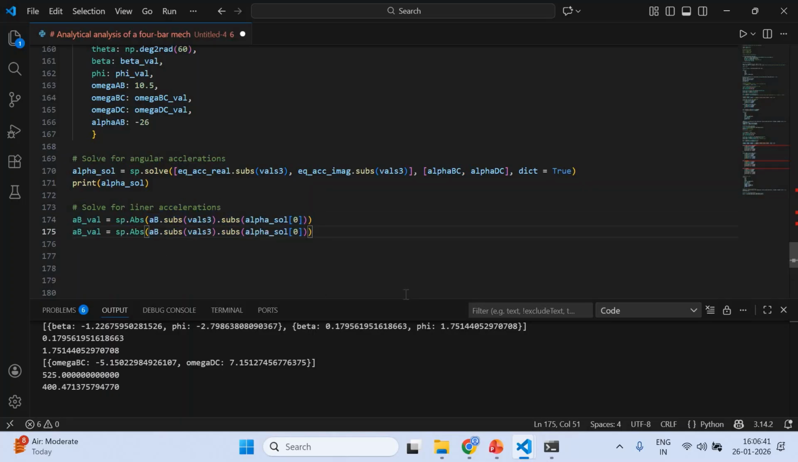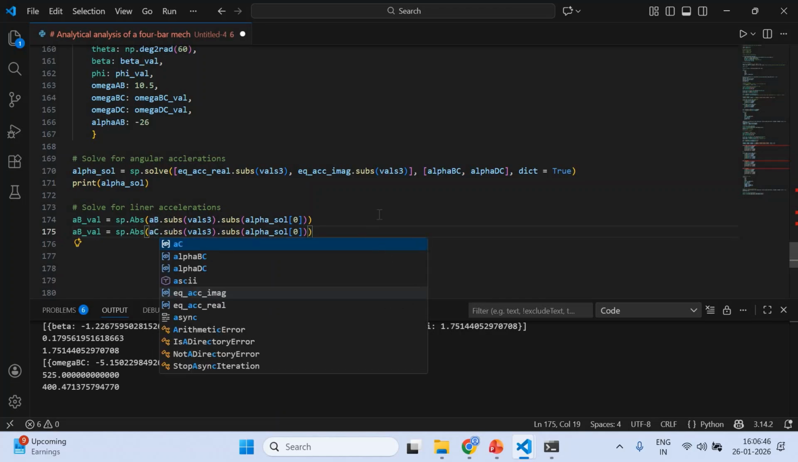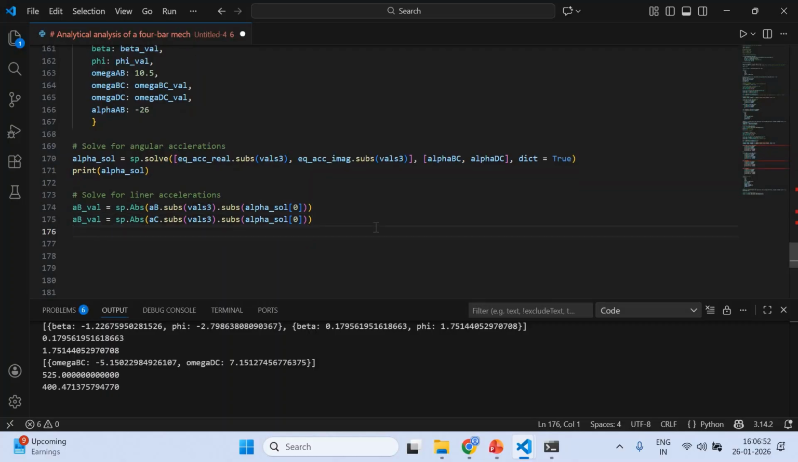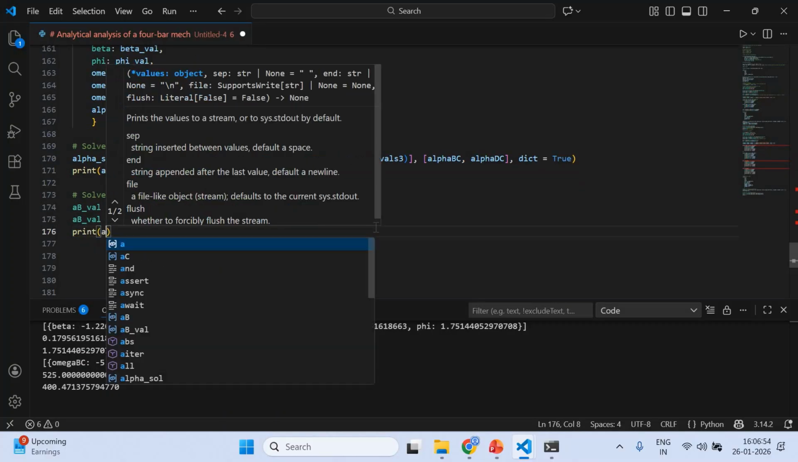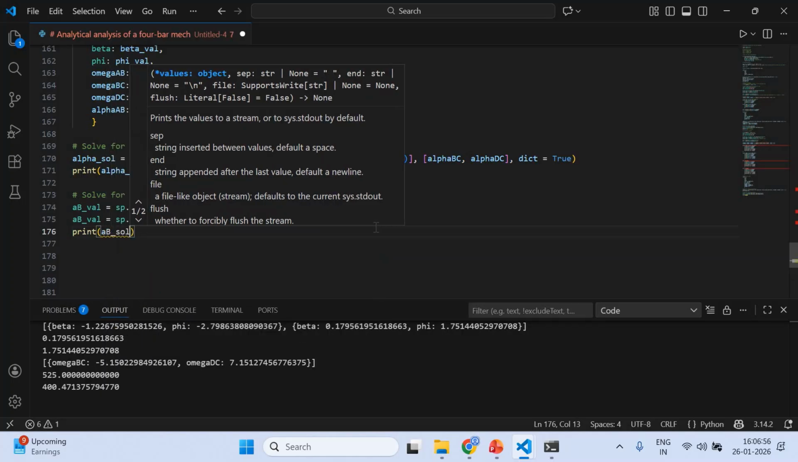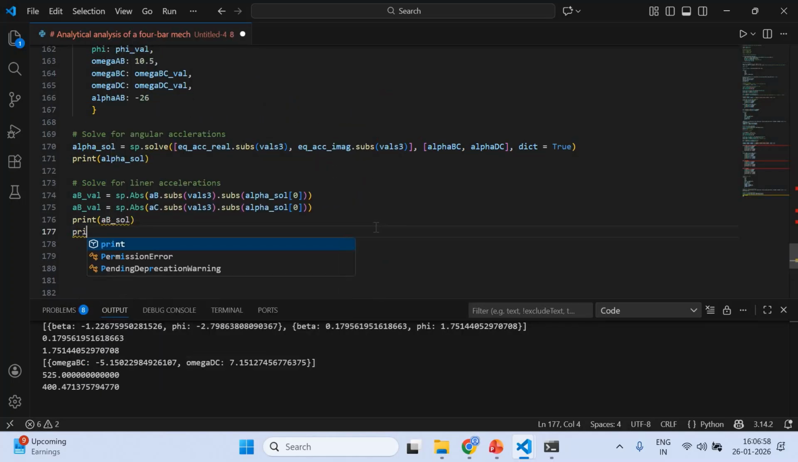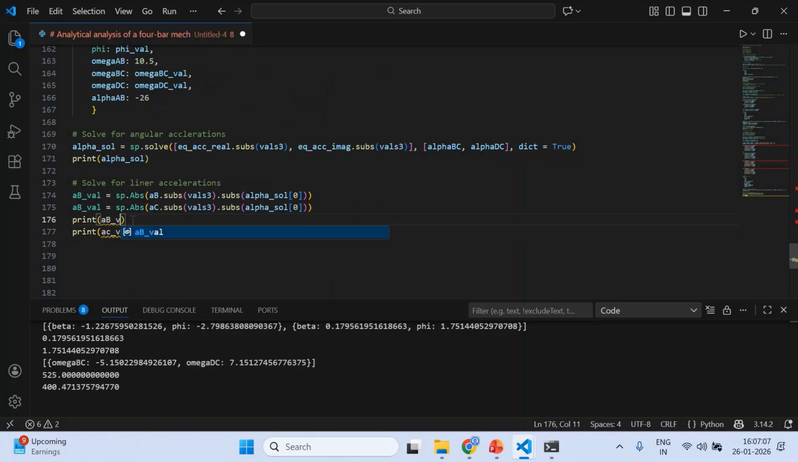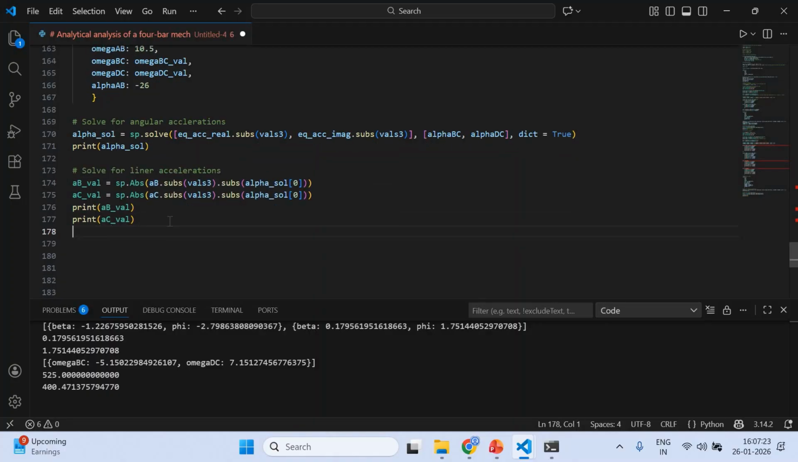And now similar expressions you will write for calculating the linear acceleration of point C. So you have to simply replace AB with AC. Rest of the things, they will remain as it is. And finally it is print AB underscore val, and then we have print AC underscore val. So let us run this code and let us see whether we are getting our solutions or not.